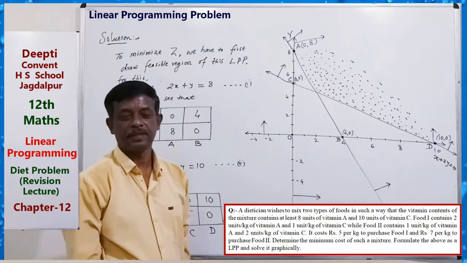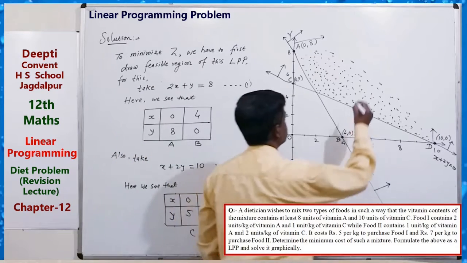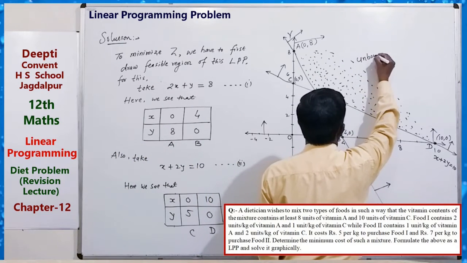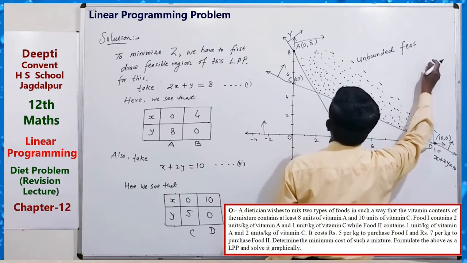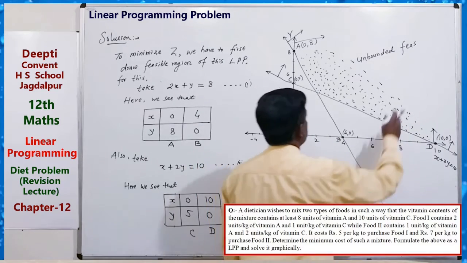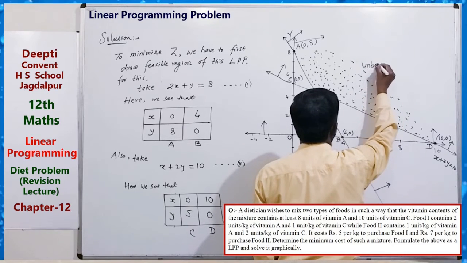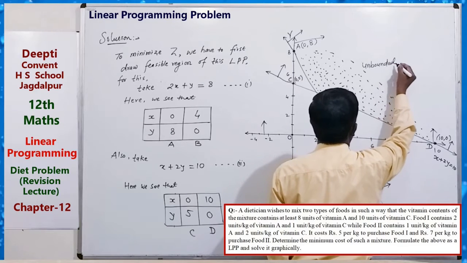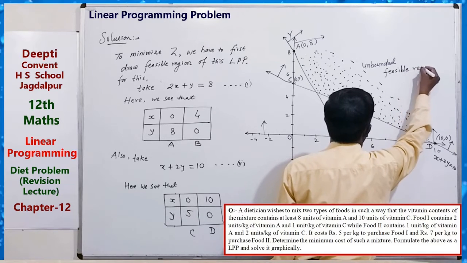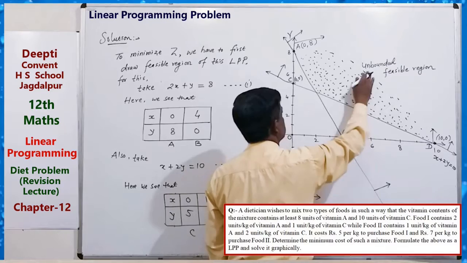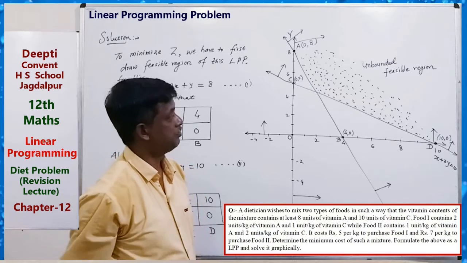This is the region. Okay, here no boundary is there. That is an unbounded region. This feasible region is unbounded.